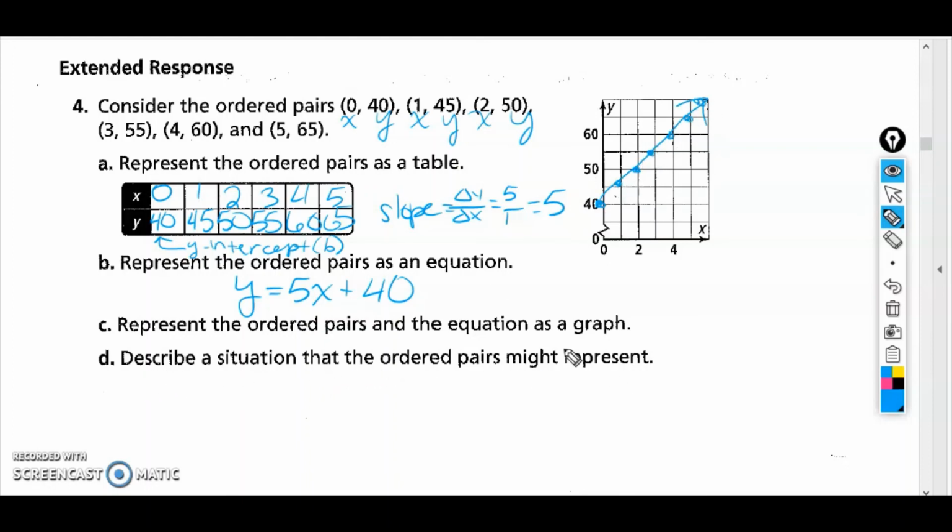Describe the situation that the ordered pairs might represent. So you're going to give a scenario in which you would start at 40, and each time something increases, you go up by 5.